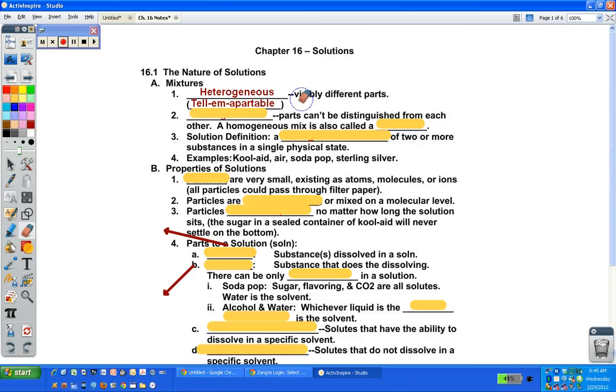It's telemapartable. In other words, when you mix things together, you can see the different little bits and pieces that are in there. That's telemapartable. You can see the parts to a heterogeneous mixture, like dirt. You go outside and take a handful of dirt and you can see all the little pieces inside.